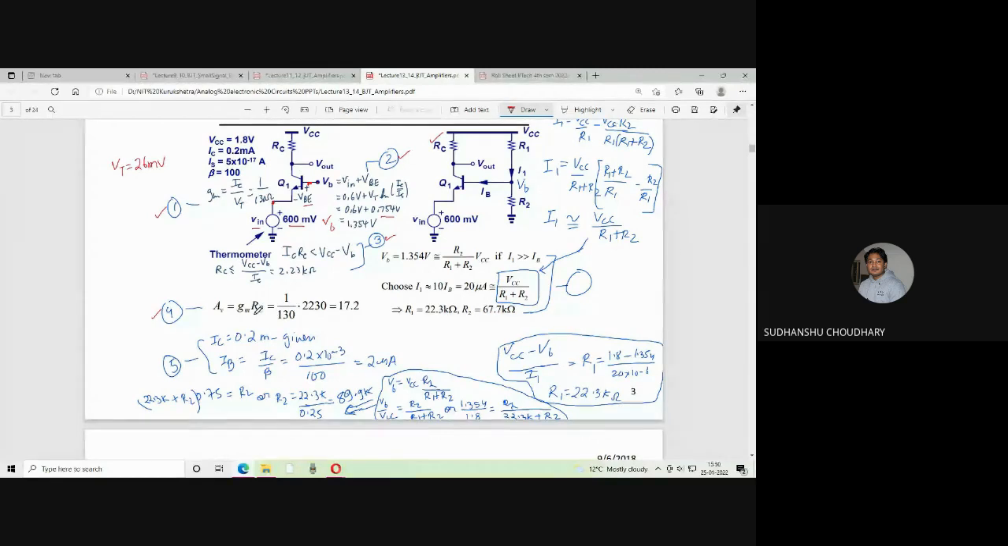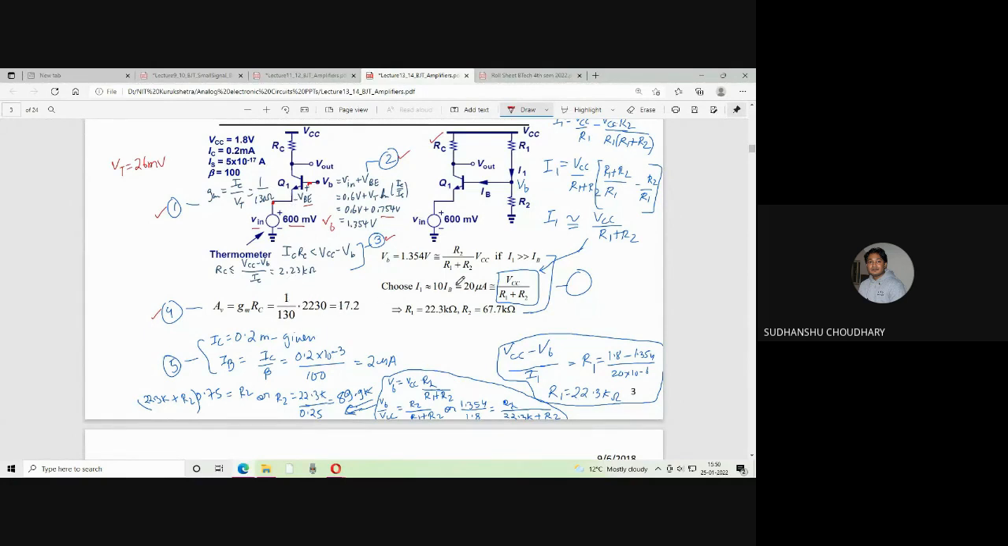Next we can write equation 4, that is gain is gm times RC for this circuit. gm is already calculated: it is 1 by 130 ohms, and RC we have found as 2.23 kilo-ohms, so 2230 ohms. So the gain is now 17.2 for this common base configuration.